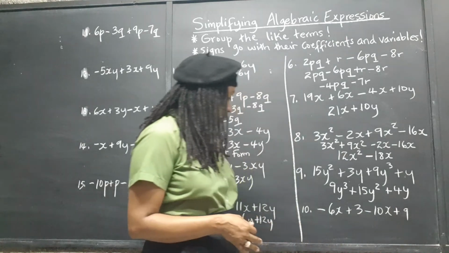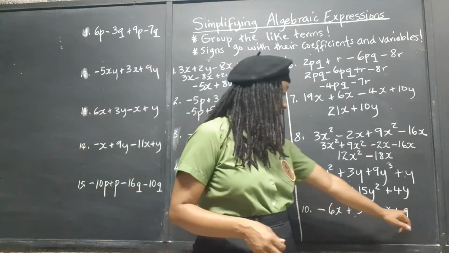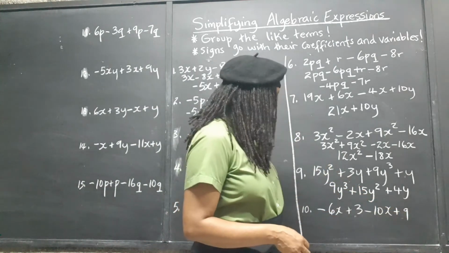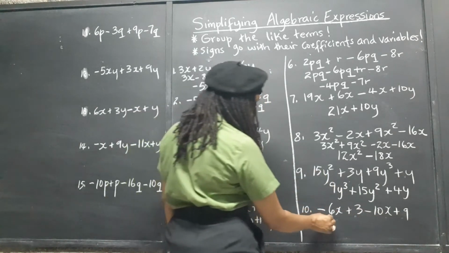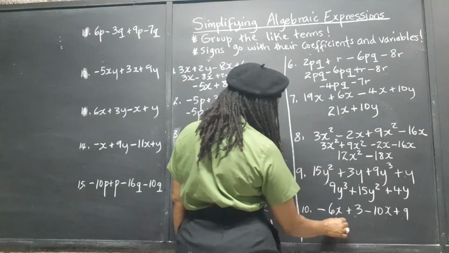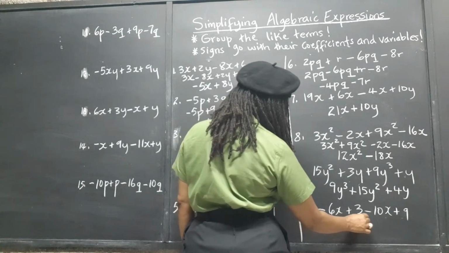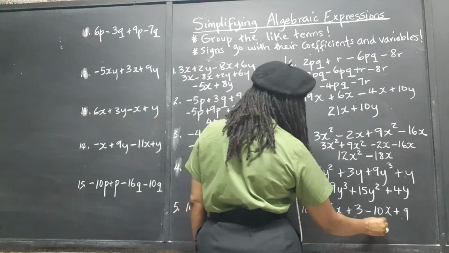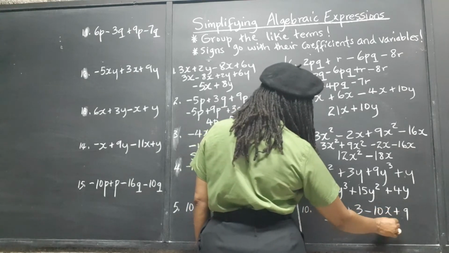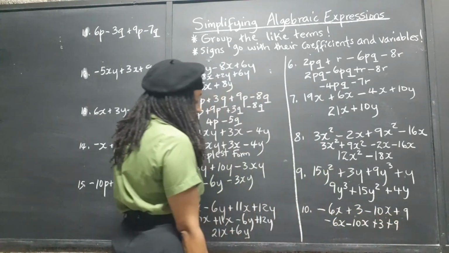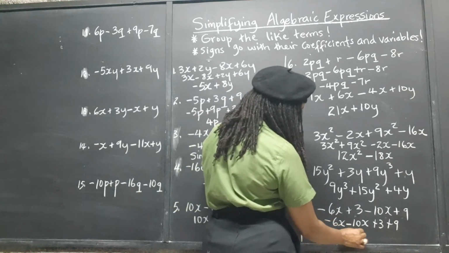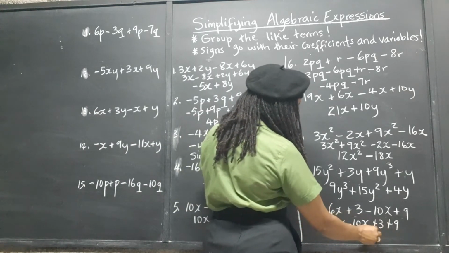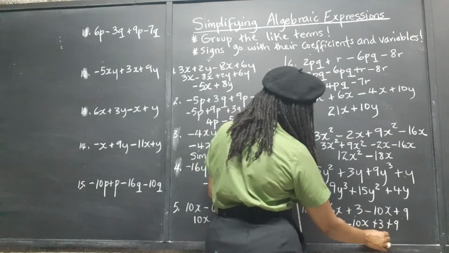Alright, for number 10, we have constant terms, which we can combine. We have x terms, which we can combine. So let's put them closer. We have a negative 6x and a negative 10x. We have a positive 3 and we have a positive 9. So the negative 6x minus 10x gives negative 16x, and 3 plus 9 gives positive 12.